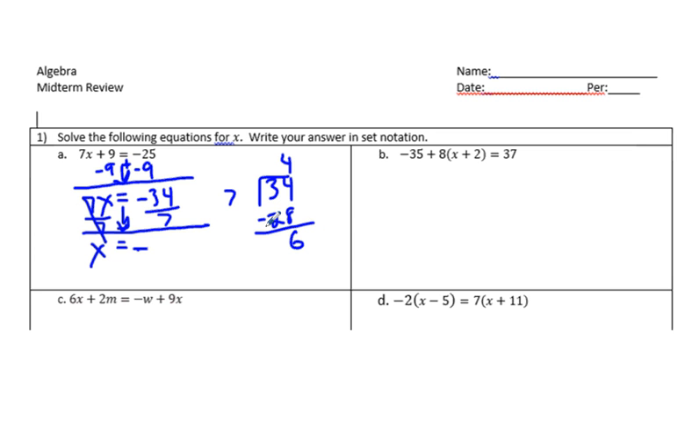So the answer is 4 and 7 sixths. Sorry, 6 sevenths. So x equals negative 4 and 6 sevenths.